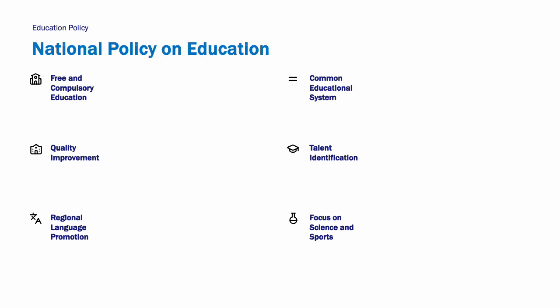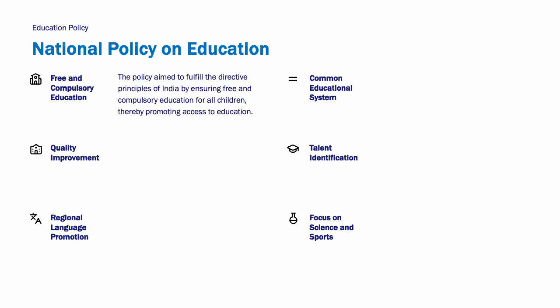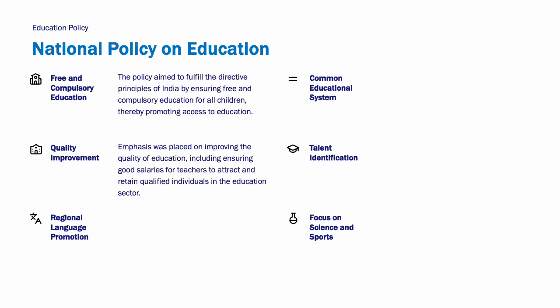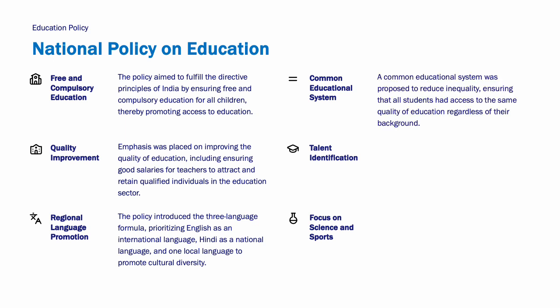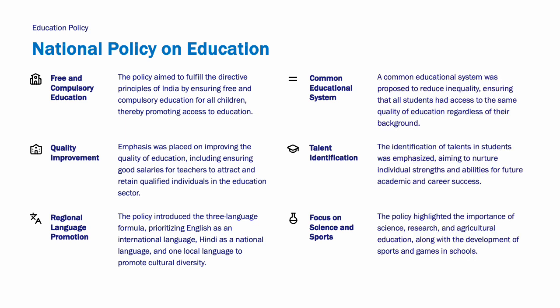The National Education Policy 1968. This is a very important education policy of the Government of India which was introduced by the then Prime Minister Mrs. Indira Gandhi. This was the first education policy that was introduced after independence. The critical objectives of this policy were free and compulsory education, to fulfill the directive principles of India, to improve the quality of education and provide good salary for teachers.